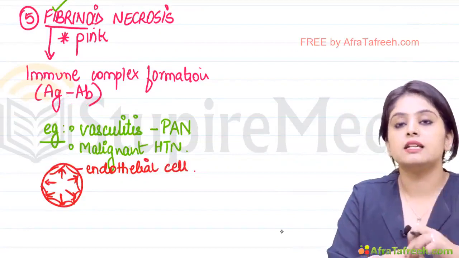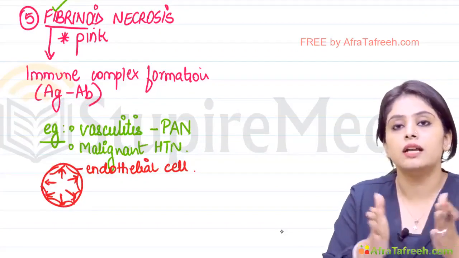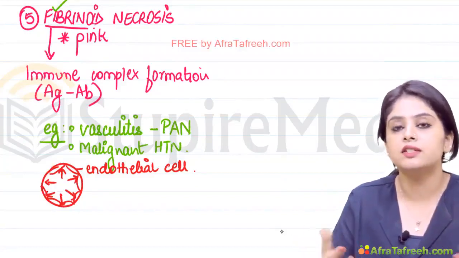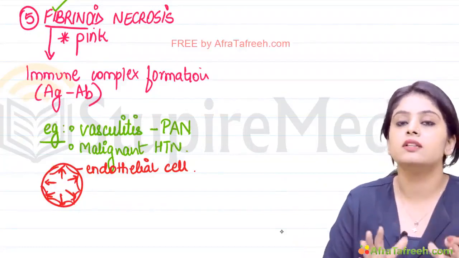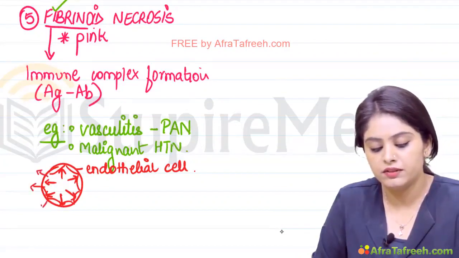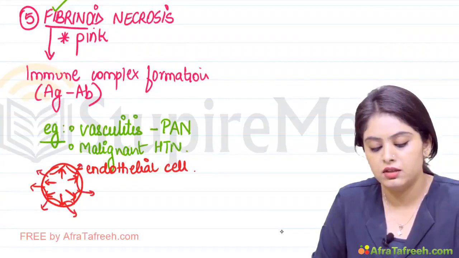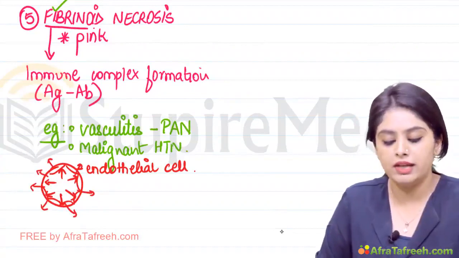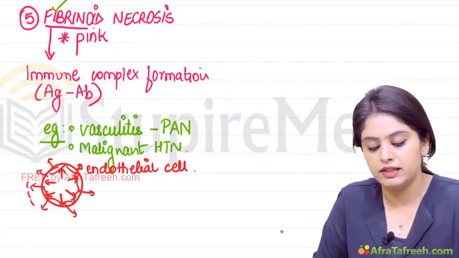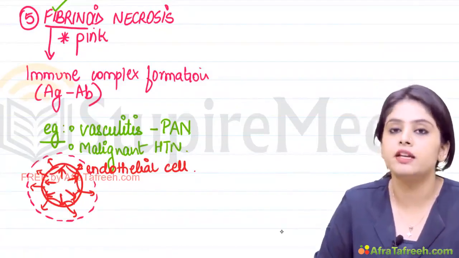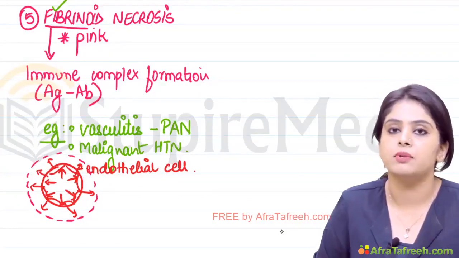Now if the pressure increases inside the blood vessel, it will damage the endothelial cells. That pressure will hit on those endothelial cells. The pressure increases, endothelial cell gets damaged. Then the material starts going into the vessel wall. And all of that fibrin from the blood now starts going and gets deposited, pinkish material gets deposited in the vessel wall. This is what we know as fibrinoid necrosis. So now you know the second example, malignant hypertension.